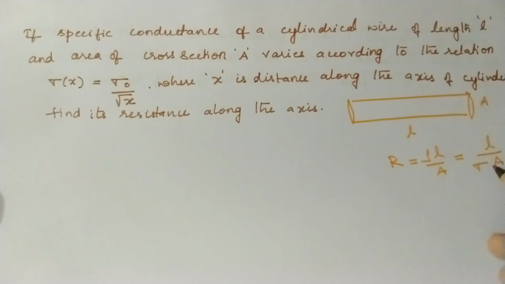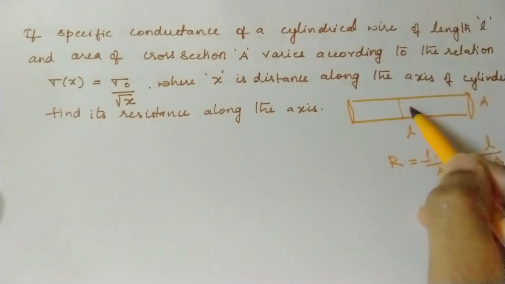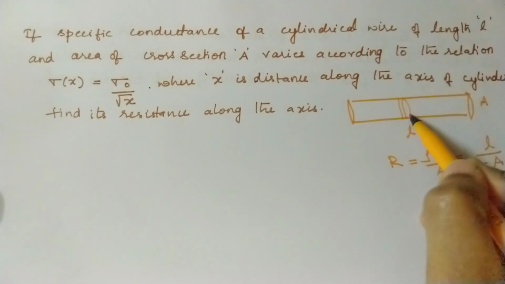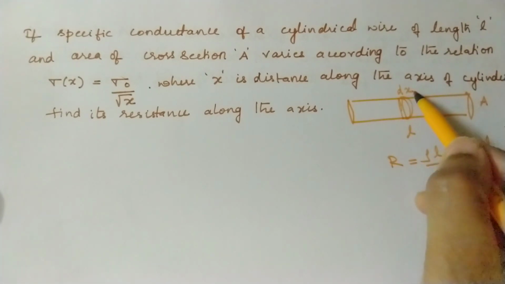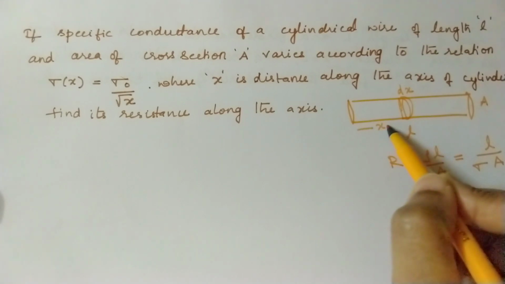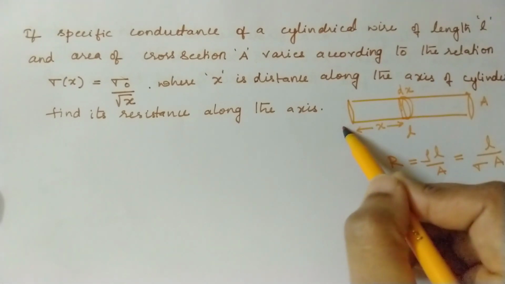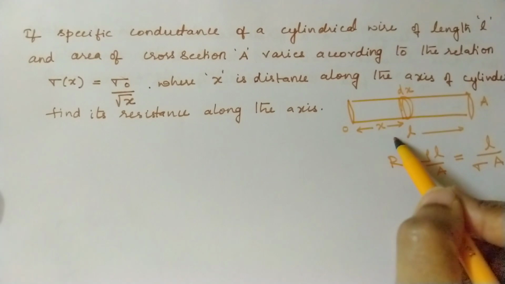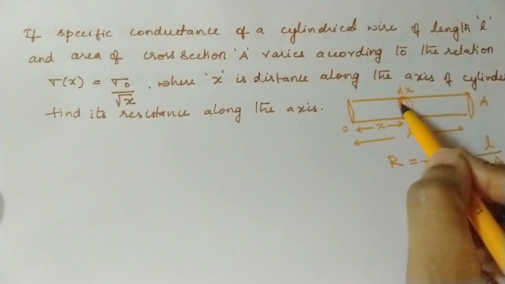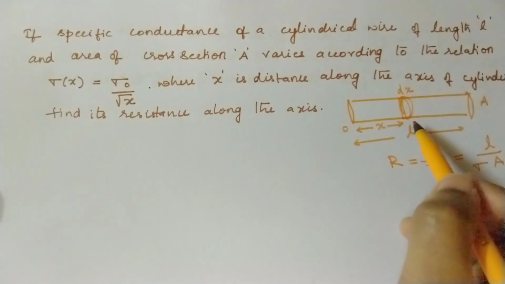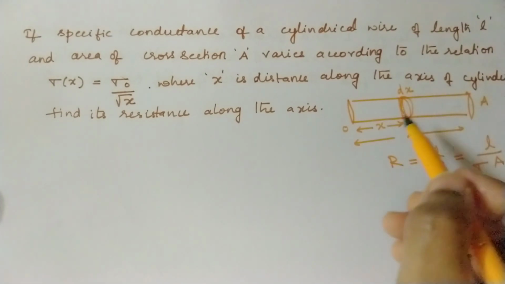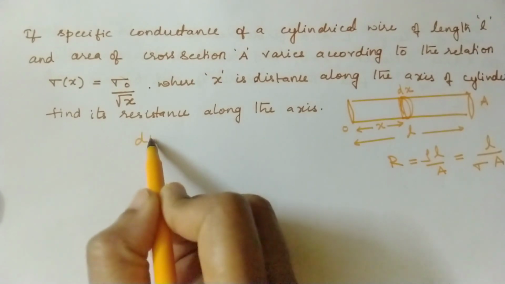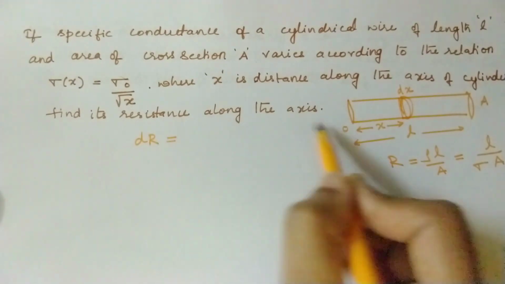Since conductivity is not constant and is varying with distance, take one small circular element of this cylinder whose thickness is dx, which is at a distance x from one end of the cylinder, from 0 to L length. We took an element of length dx at a distance x. Now I will write the resistance of only this shaded portion. If I write the resistance as dr, what is dr equal to?